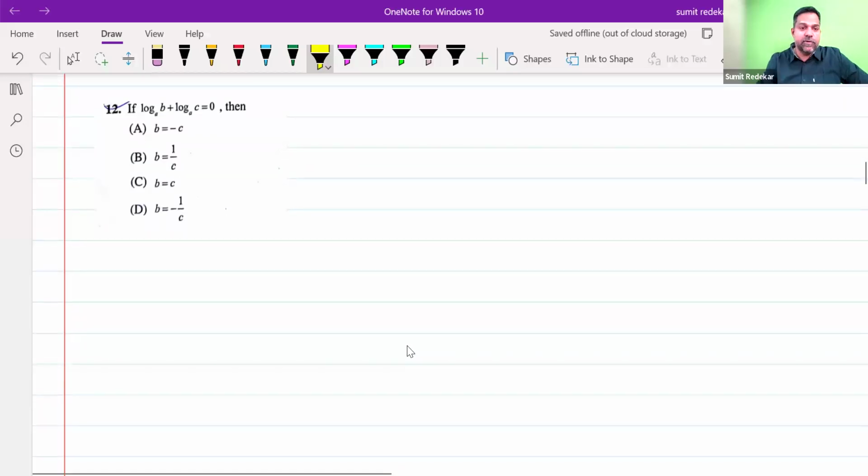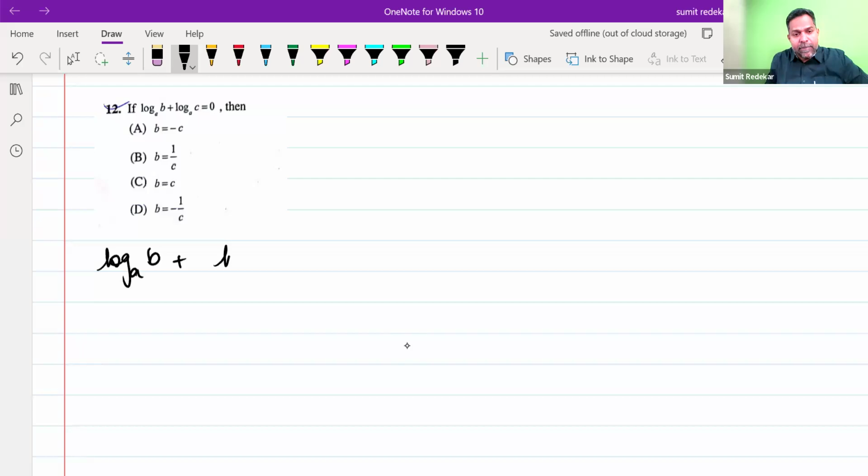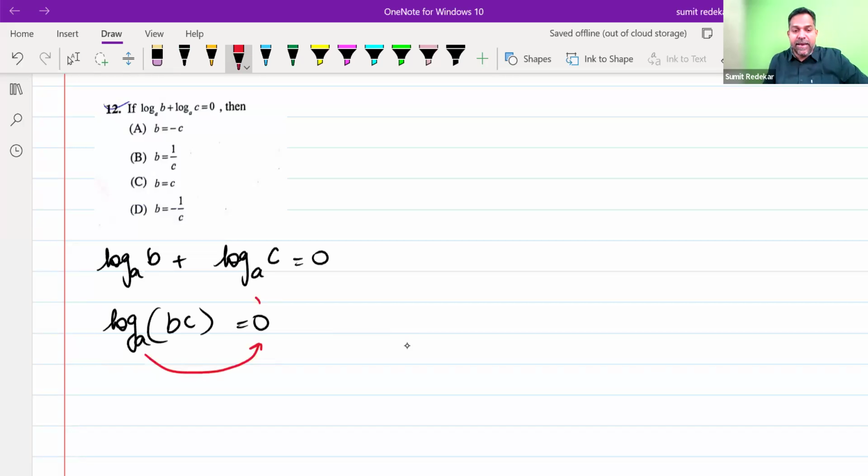Question number 12. Log of B to the base A plus log of C to the base A is 0. They want you to remove the log and get an independent relationship between B and C. So log of B to the base A plus log of C to the base A is 0. Two logs are adding, bases are the same, values will multiply. Log of BC to the base A is 0. I need to get rid of the log. Log of a to the base b is c means b raised to c gives me a, or in other words, a raised to 0 is bc.